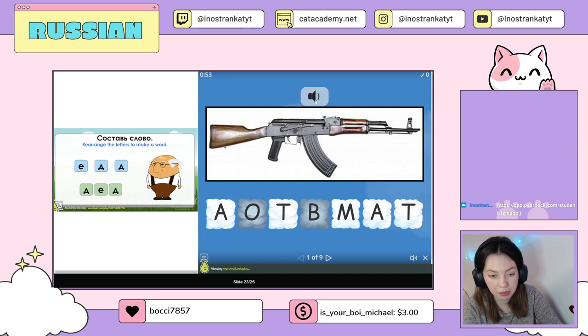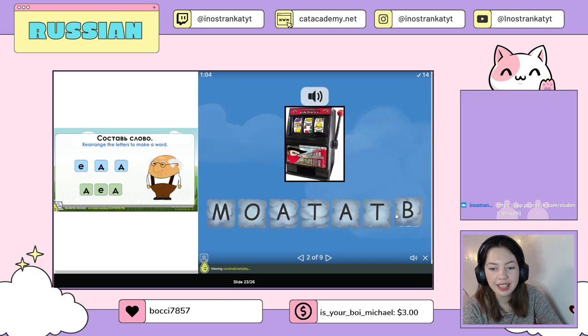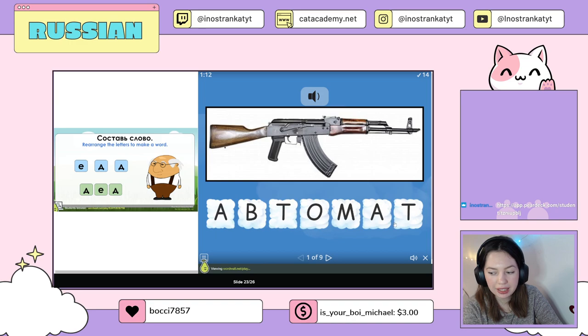Автомат. Not sure about here, but O could be here. Well, well, well. Tamat. Actually, tamat is the same. Wow, here's another one. I didn't think there would be... Wait, here. So, tamat is a tomato.